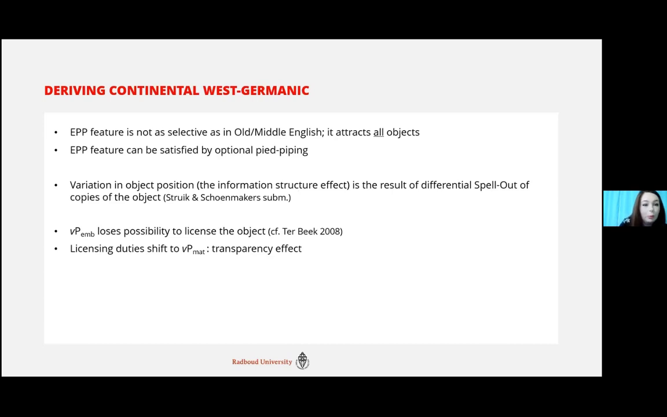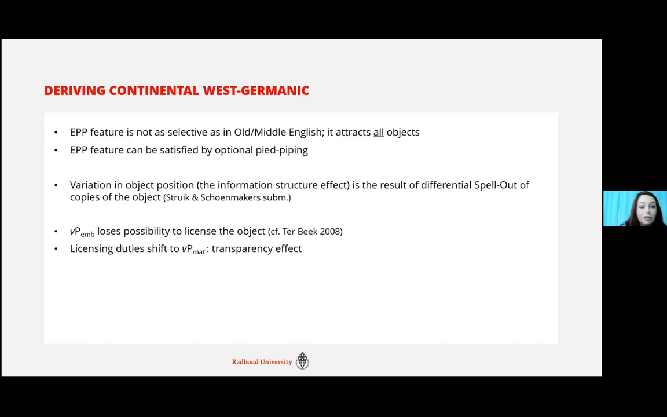So what I would like to propose is, first of all, that the EPP feature is not as selective as in Old and Middle English. I assumed that that feature was picky. It could only attract objects that have an additional feature layer. And I assume here that it attracts all objects, and that will result in obligatory OV word order. The same as with English, it can be satisfied by optional piping. And I assume that the variation in object position, so the information structure effect, is the result of differential spellouts of copies of the object as they move along in the tree.